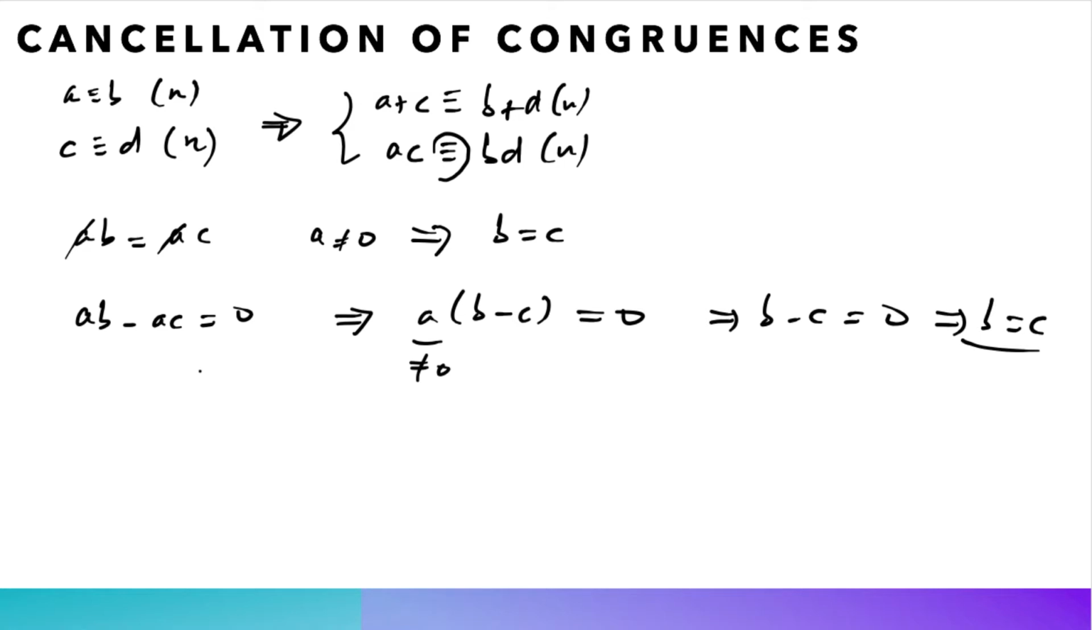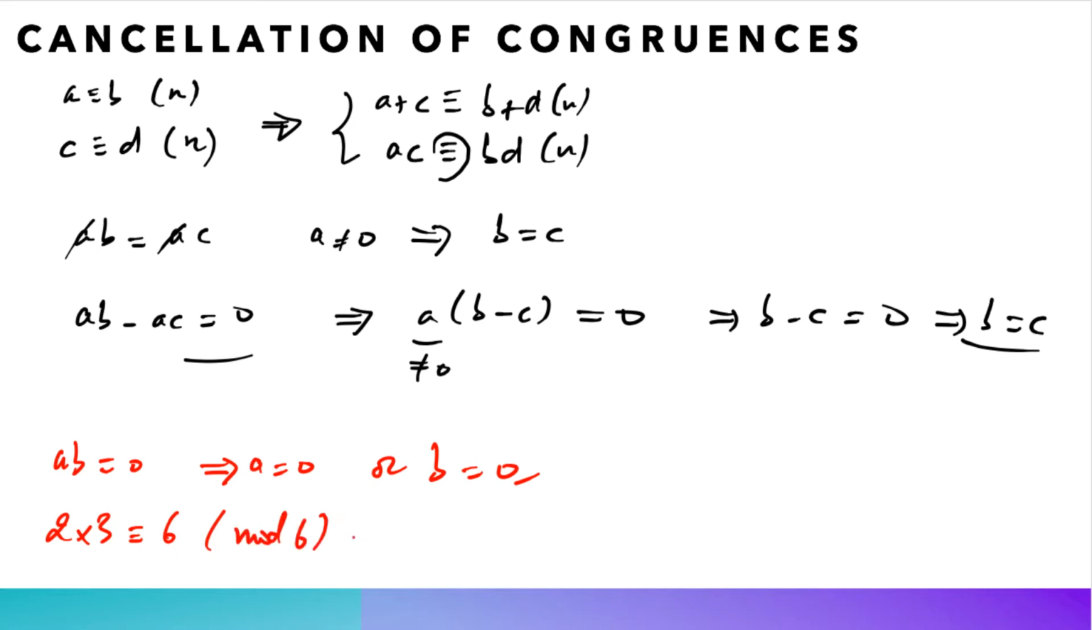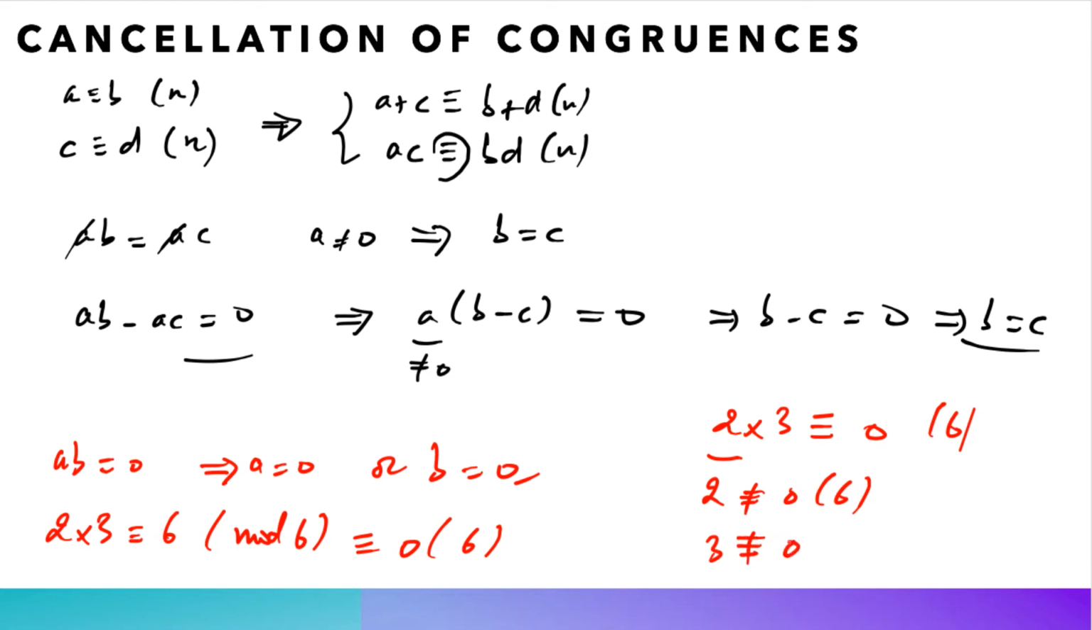Now, is this true for congruences? Things are actually a little bit more subtle than for real equalities, and we will see how. The main property that we used here to conclude that B is equal to C is the fact that if A times B is equal to 0, then either A is equal to 0 or B is equal to 0. This is true for classical algebra that one knows from high school, but it is wrong in general. For instance, if you take a 6-hour clock, we see that 2 times 3 is congruent to 6 modulo 6, which means it is congruent to 0 modulo 6, while neither 2 is congruent to 0 modulo 6, nor 3 is congruent to 0 modulo 6.